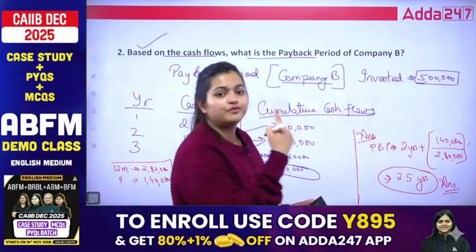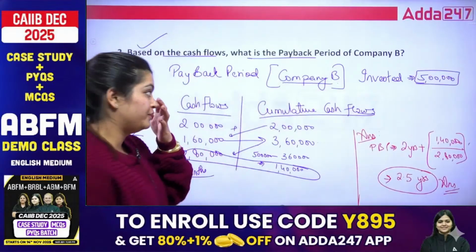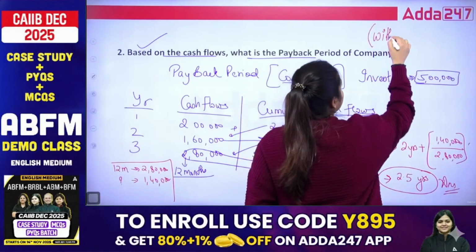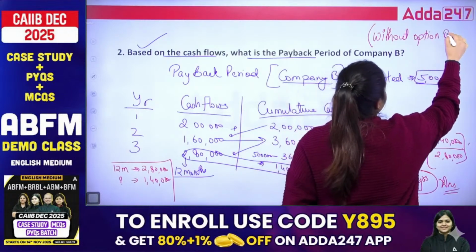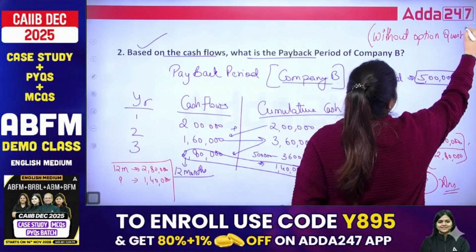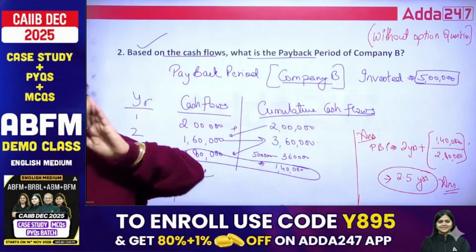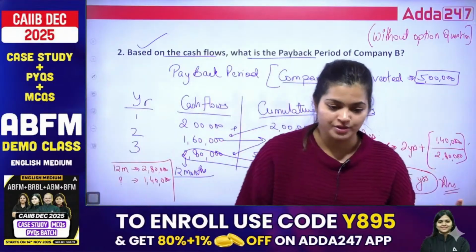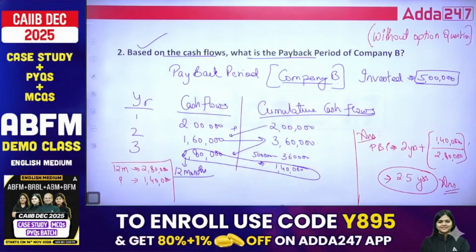As you can see, this is your without option question. Correct, Sudha ma'am? This is your 2.5 years, and this is based on your concept or pattern, which is the without option question. Yes, so here we covered your two patterns, that is your case study and your without option question. So I hope everyone got how to solve the payback period method.